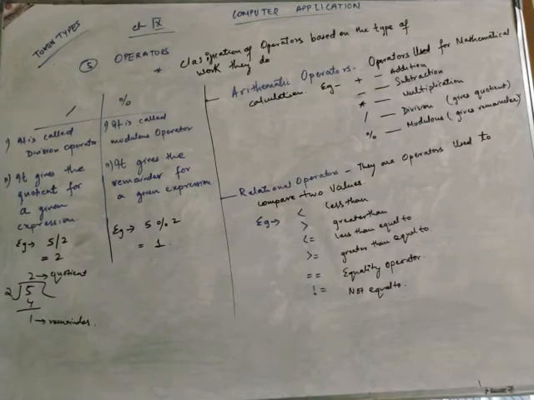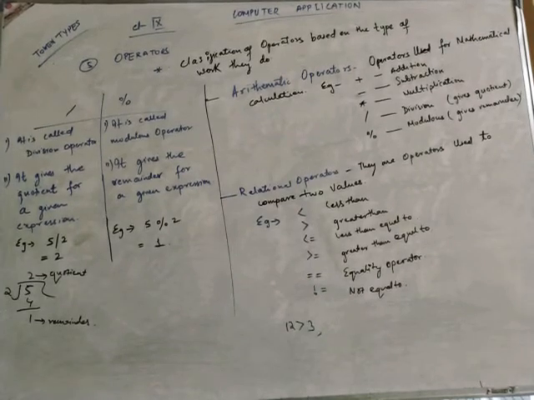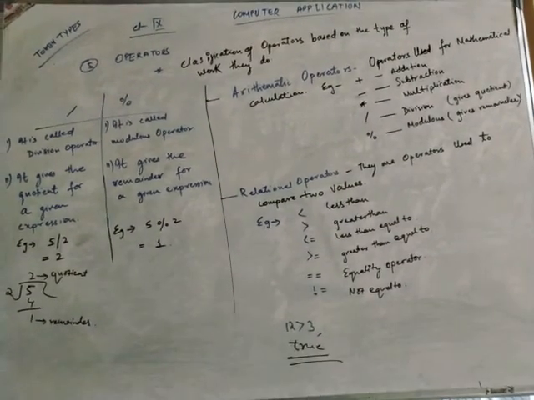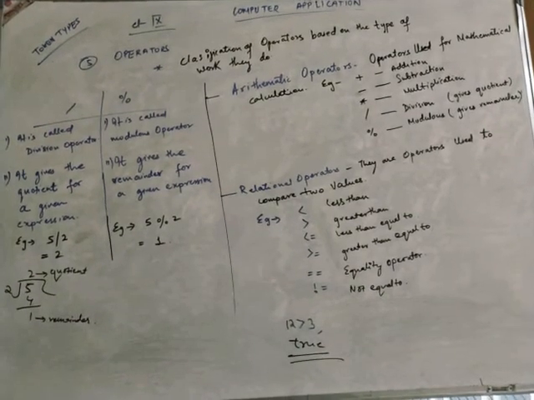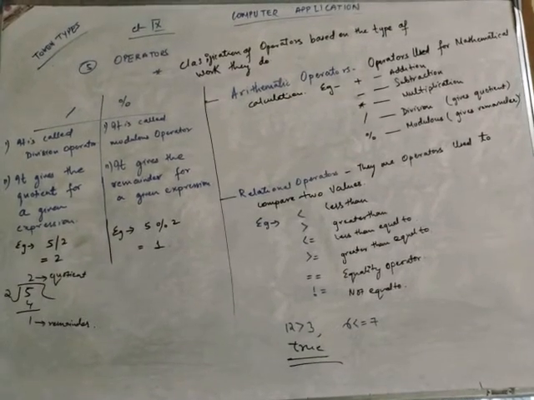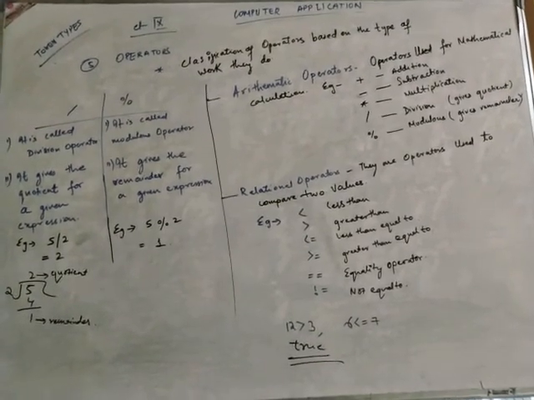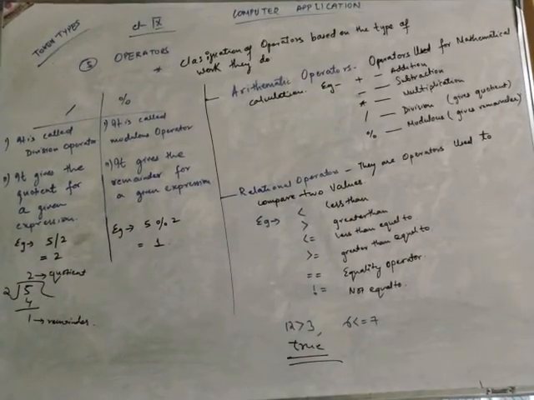To understand this in depth, if I write 12 greater than 3, the greater than sign is comparing the two values 12 and 3. Is 12 greater than 3? Yes or no? It will give you the answer true. So this is a relational operator, because it is comparing two values. Same if I write 6 less than or equal to 7: is 6 less than 7, or is 6 equal to 7? 6 is less than 7, yes. Clear or not? So the answer here will be true.